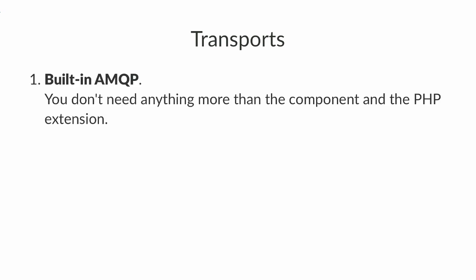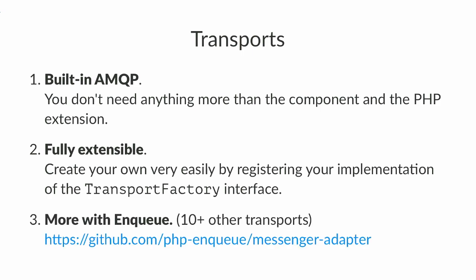Yeah? So a last note on the transports themselves. There is a built-in AMQP transport that we shipped from version 4.1. It is fully extensible in the way that you can extremely easily create your own transport. The only thing you're going to have to do is create a class that implements the transport factory interface, put it somewhere in your code, and do the implementation. And that way, you can actually use your own custom DSN to store it the way you want.